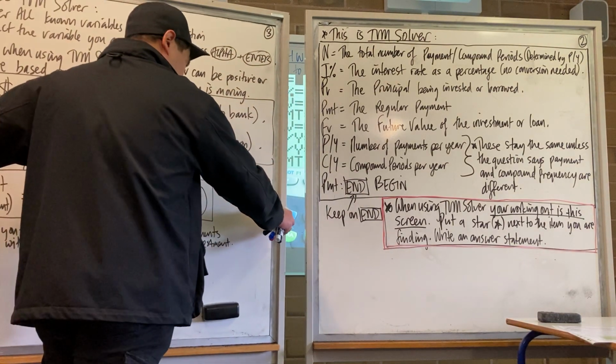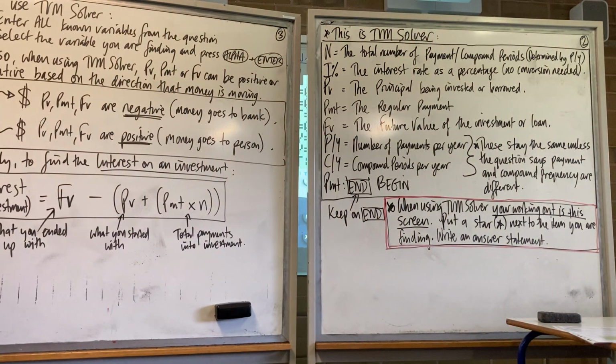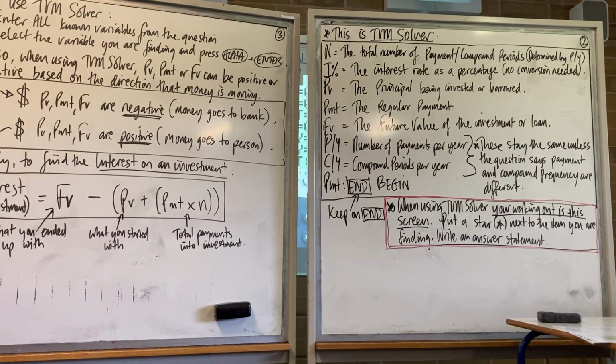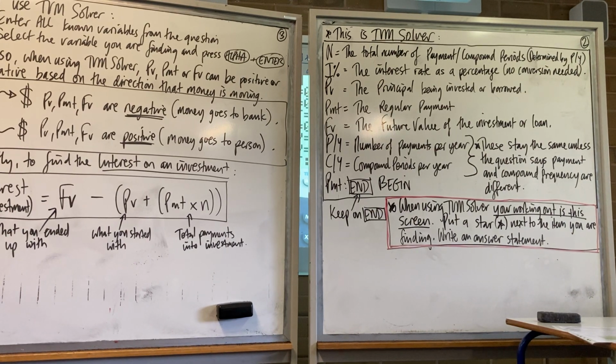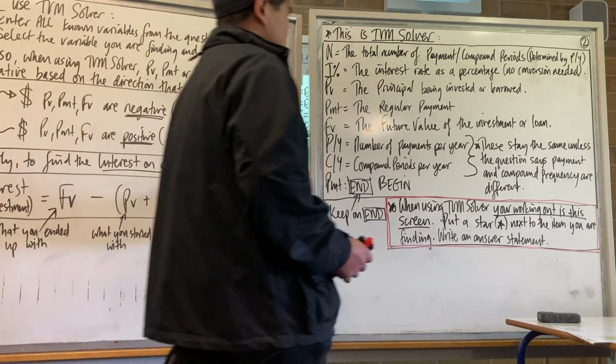Some stuff to add on how to use TVM solver. How do I use TVM solver? I enter all the known variables from the question. I select the variable that I'm trying to find and I press alpha and then enter. Why do I press alpha and enter?